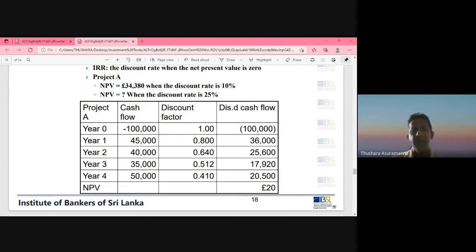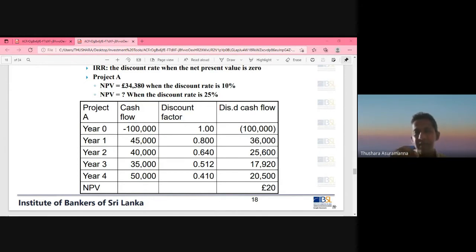Let's say in project A, at 10%, we got some 34,000 NPV. Then NPV comes down when your discounting rate, your interest rate, is increasing. That's obvious, no? If you are expecting higher interest rates, your discounting factor comes down. Why? 1 divided by 1 plus R. If R goes higher and higher, the discounting factor comes down. Then the future cash flows also come down, the time value of money also comes down, hence the NPV is coming down.